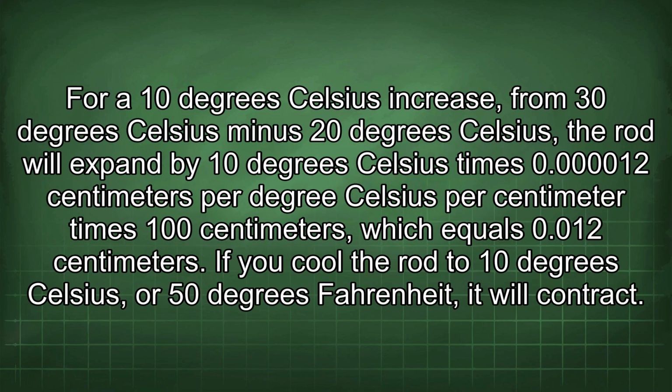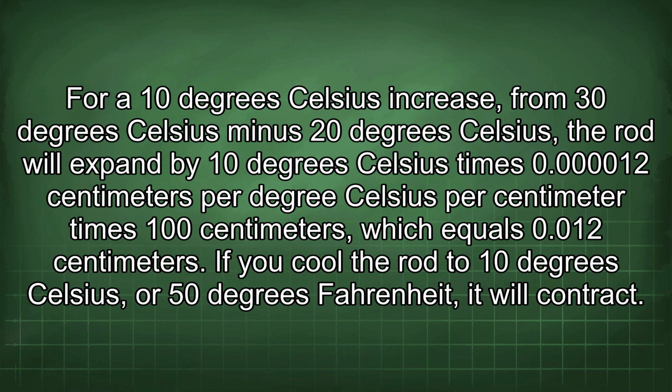For a 10 degrees Celsius increase, from 30 degrees Celsius minus 20 degrees Celsius, the rod will expand by 10 degrees Celsius times 0.12 centimeters per degree Celsius per centimeter times 100 centimeters, which equals 0.12 centimeters.